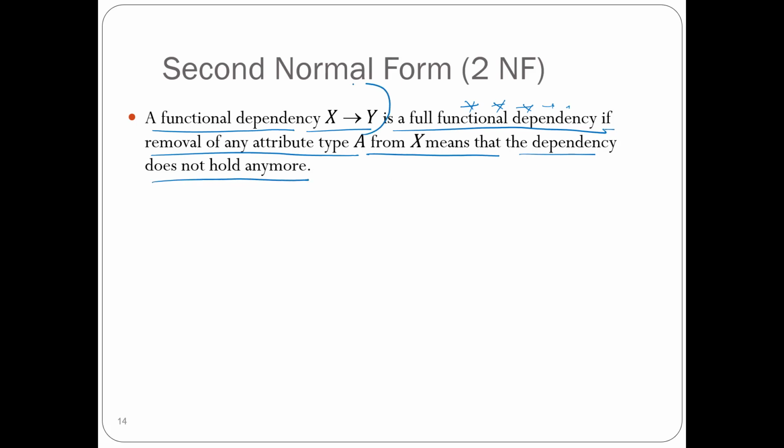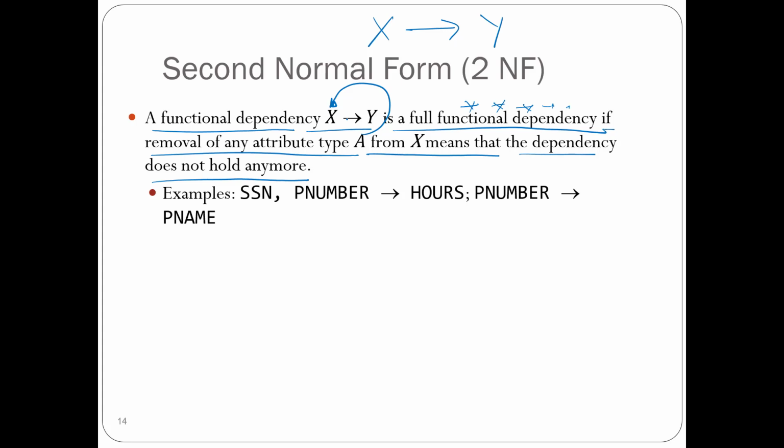What is A? A is an attribute that you want to take out from the left hand side of the functional dependency. What do we have on the left hand side? We have X. So whenever you have the functional dependency going from X to Y, and X is a set, right? And from that set, if you take one attribute out, say that attribute A out, and the functional dependency after removing A does not hold, then we would say that this functional dependency is a full functional dependency.